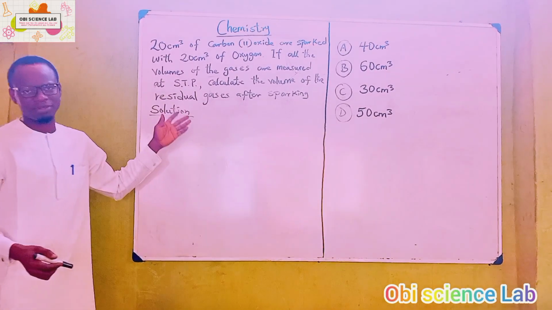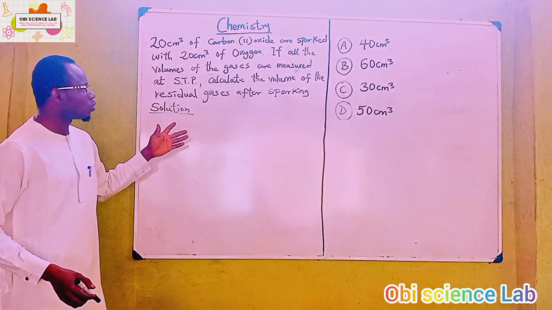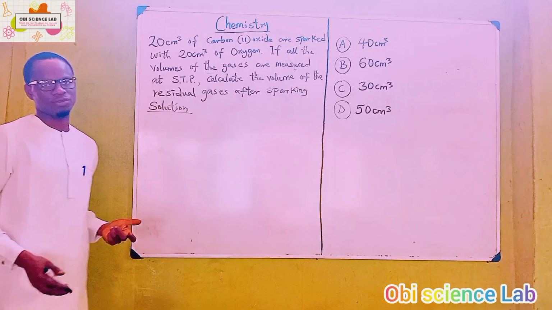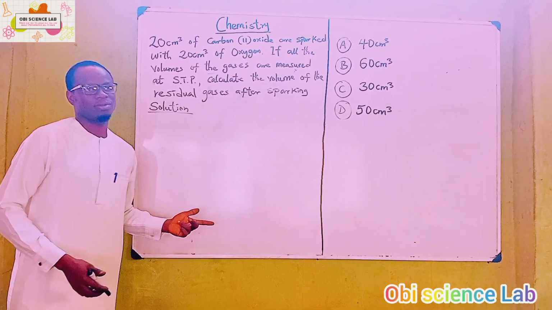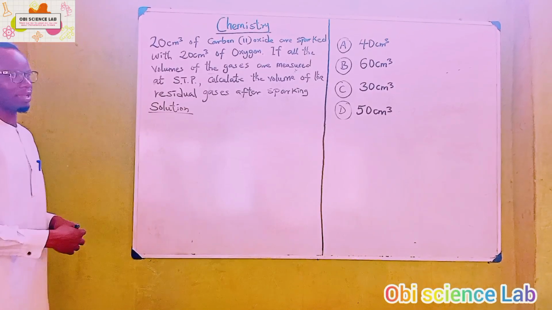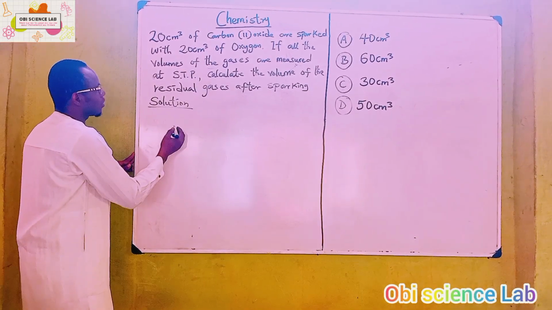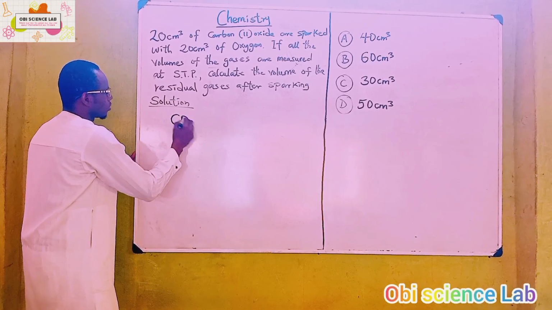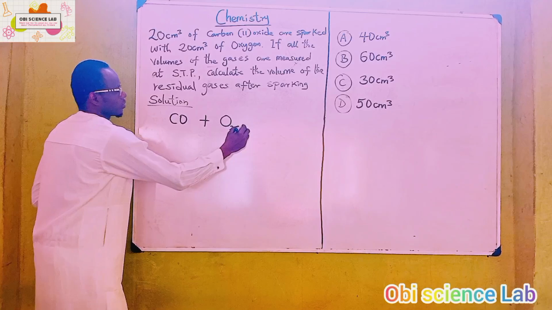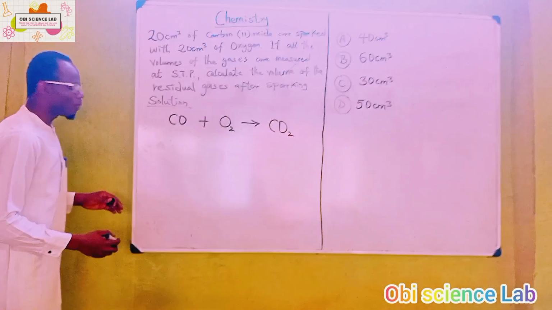So let's first and foremost write the equation of the reaction, because this question is pointing at Gay-Lussac's law, which compares volume and mole ratio, saying that the mole ratio is directly proportional to the volumes of the gases involved in the reaction. So let's see the equation of the reaction. Carbon 2 oxide is CO, sparked with oxygen, O2, giving us carbon 4 oxide as a product. So we'll balance the equation.